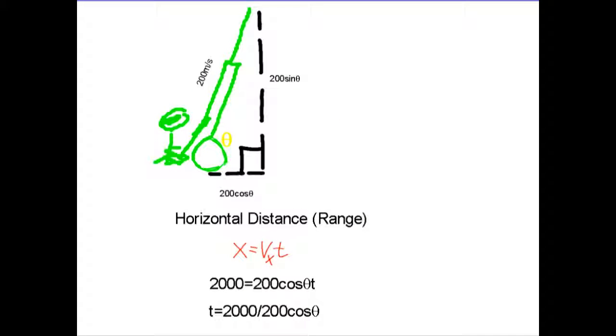To figure out the angle at which the guns need to be raised, the lieutenant begins to calculate. First, he figures out the horizontal velocity by using the Pythagorean theorem. Since the hypotenuse is 200 meters per second, the base leg must equal 200 times cosine theta. Then, he uses the horizontal distance equation. He plugs in 2,000 feet for the range and 200 times cosine theta for the initial horizontal velocity. He now knows that the time equals 2,000 divided by 200 times cosine theta.